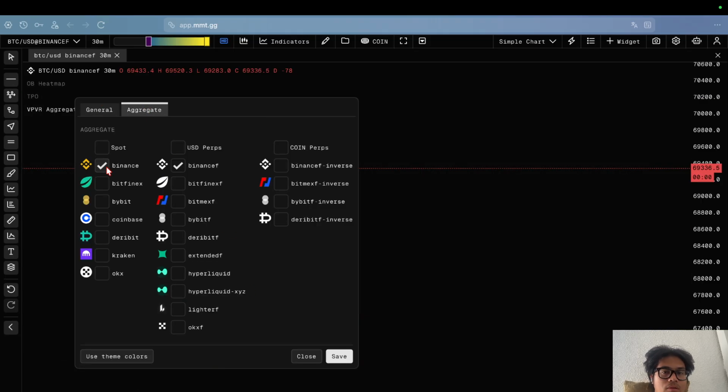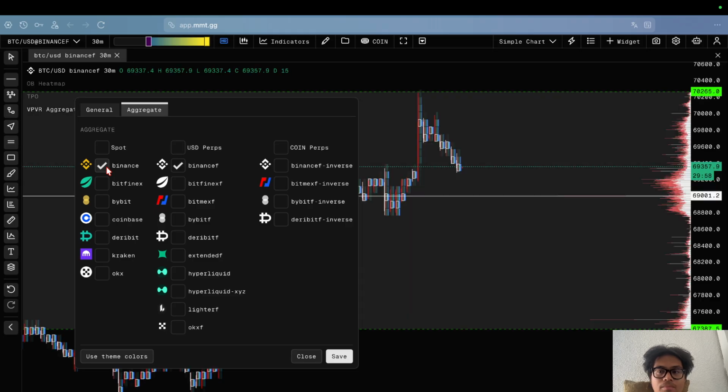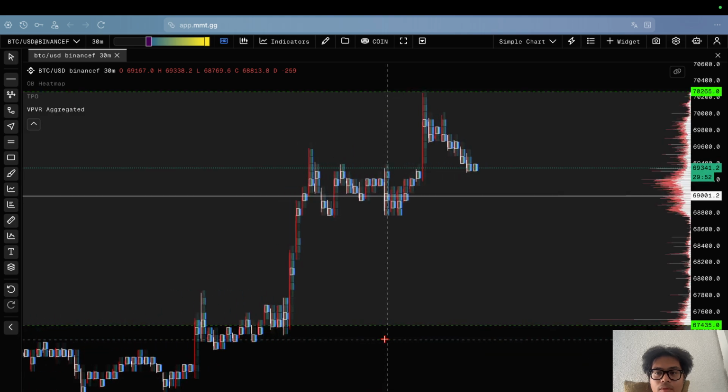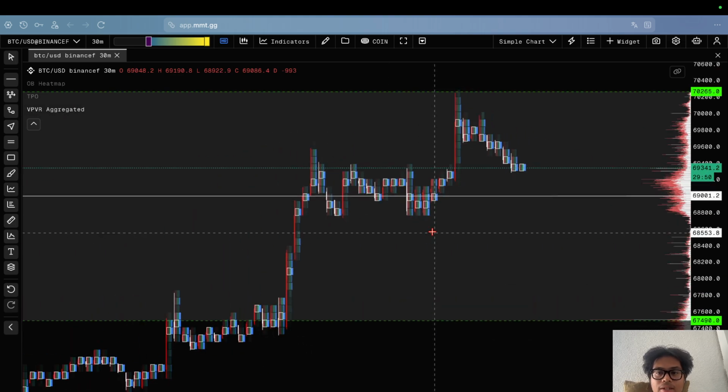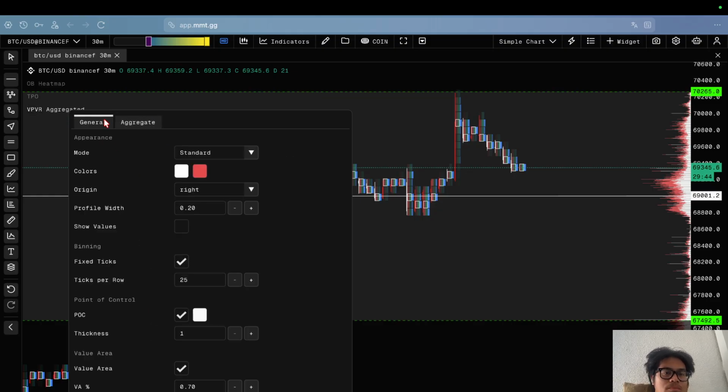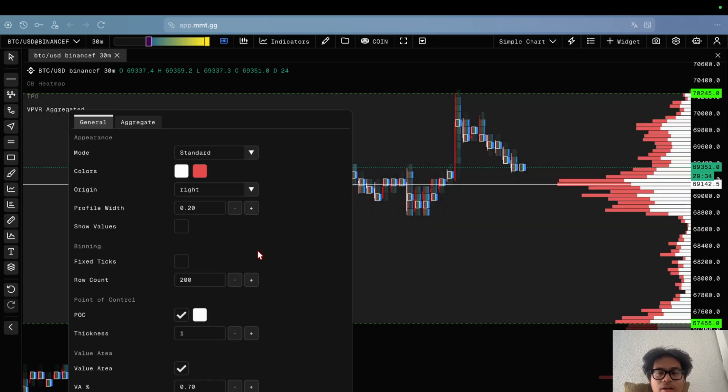Aggregate only Binance. They will change. That is from Binance, and it's actually telling me everything. Wait, I'm going to show what it was. Oh yeah, no, fixed ticks. Okay, no, I like it this way.